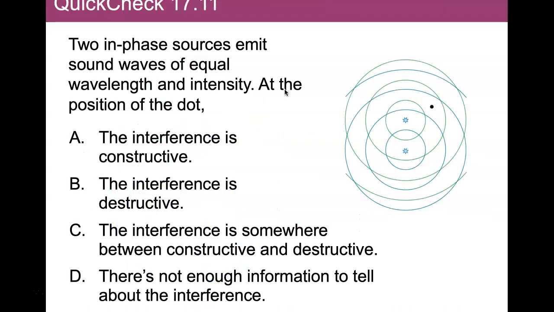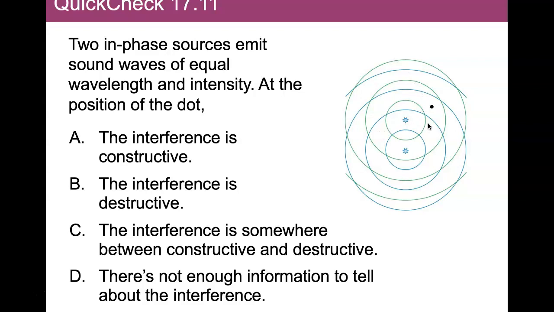Okay, so here's an exercise, quick question. Read this and try to find the answer, and then we come back and go over it together. All right, so we have two in-phase sources. They emit sound waves of equal wavelength and intensity. So at the position of the dot, what is the interference? Is it destructive, constructive, somewhere in between, or we cannot tell?